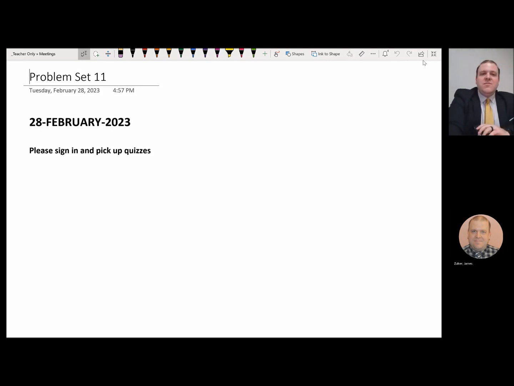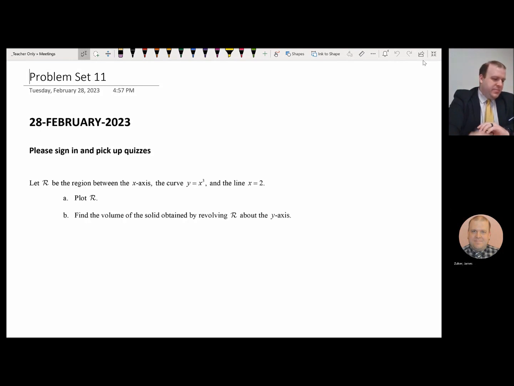I believe we looked at this region last time, right? Rotating about, we did both the x and the y axis using disk method. Well, now we're going to do the y axis again, but we're going to use the shell method this time.